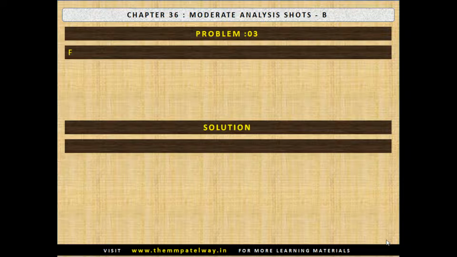Problem number 3. Find four two-digit prime numbers from 30 to 60 having their average 45. Now stop the video and solve the problem. The solution follows. 37, 41, 43 and 59.